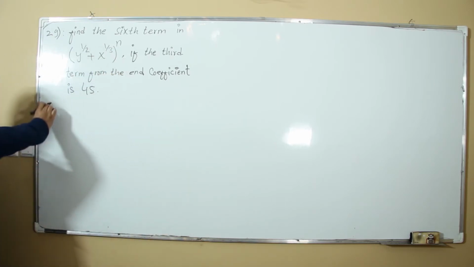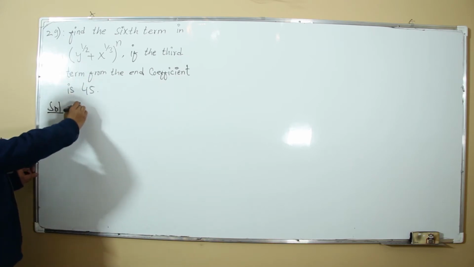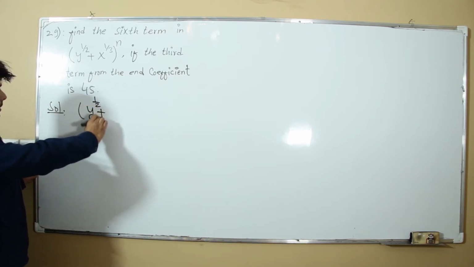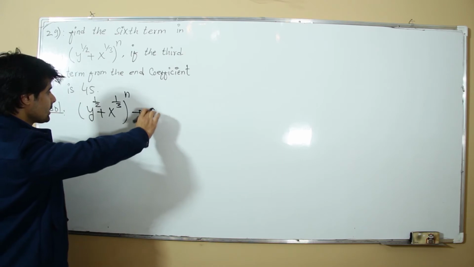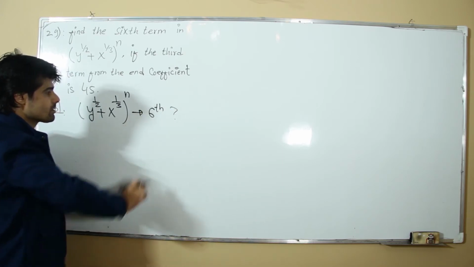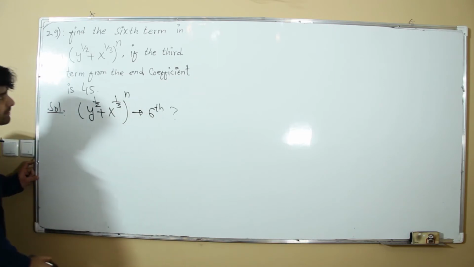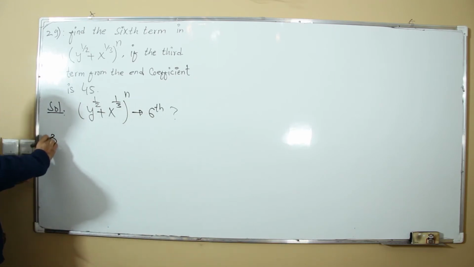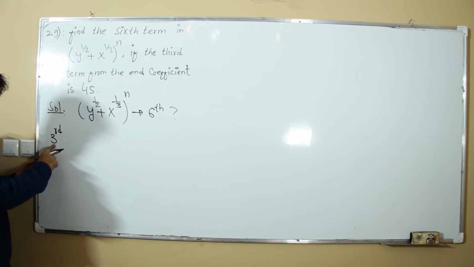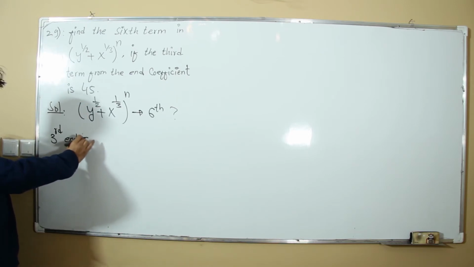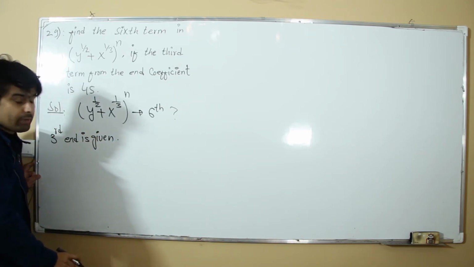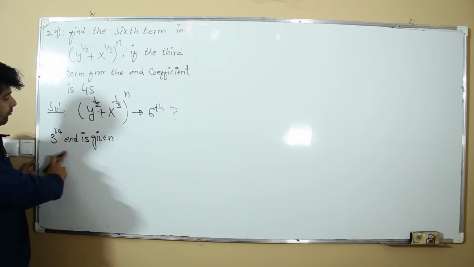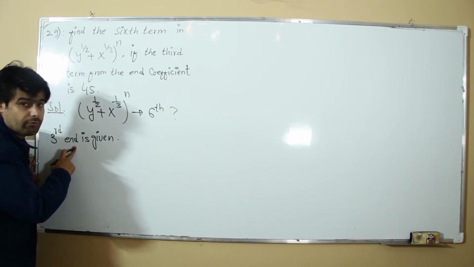If you want to talk about this binomial expansion, the question is (y^(1/2) + x^(1/3))^n, and here the sixth term is the question. What hint is given? The hint is that the third term from the end is given. Now, when we want to talk about the third term from the end, we don't have any formula from the end, but we have the formula from the beginning.